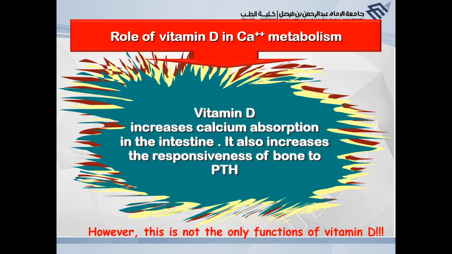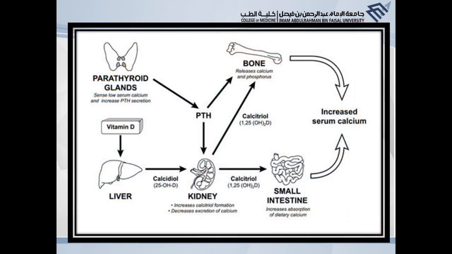What is the role of vitamin D? It increases calcium absorption from the intestine, and also it increases the number of receptors for the parathyroid hormone on the bones. So it increases the responsiveness of the bone to the parathyroid hormone. So this is the function of vitamin D. And remember this, that in chronic kidney failure, the patient may have vitamin D deficiency, and also in parathyroid hormone deficiency, like hypoparathyroidism, the patient may develop vitamin D deficiency. Why?